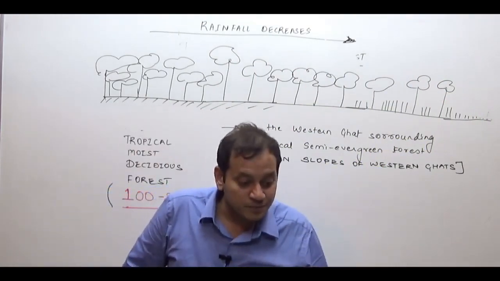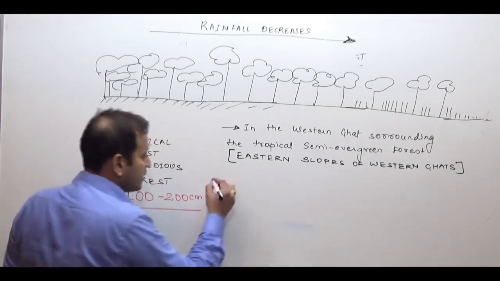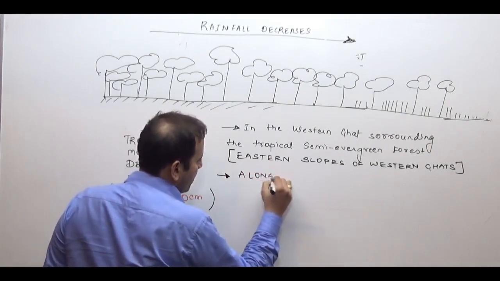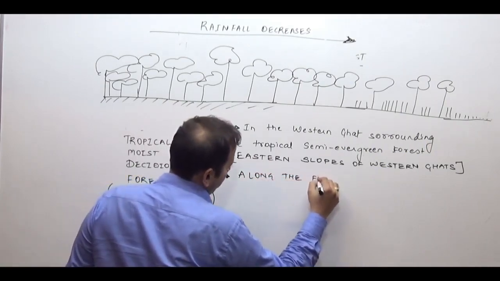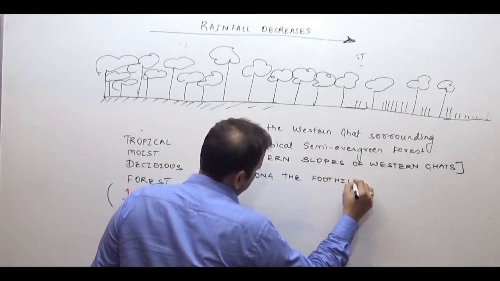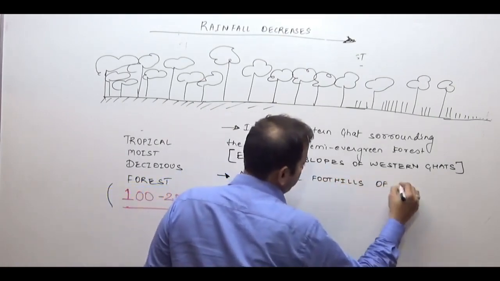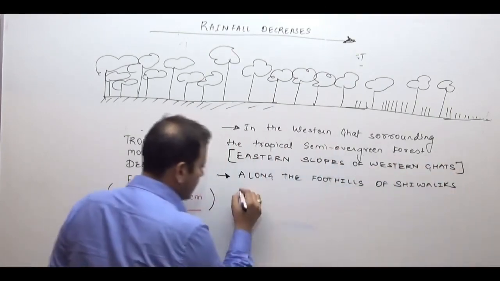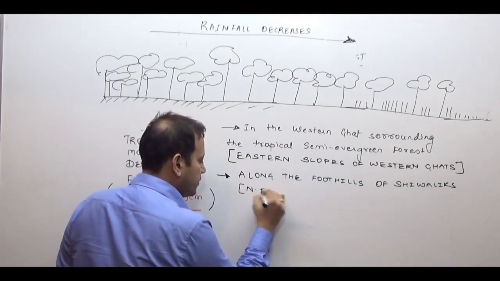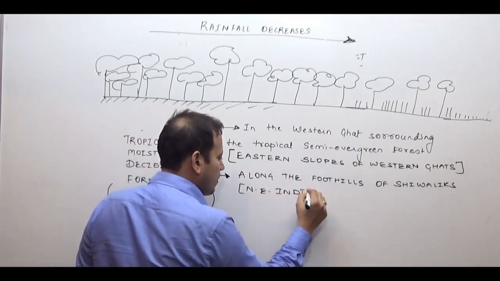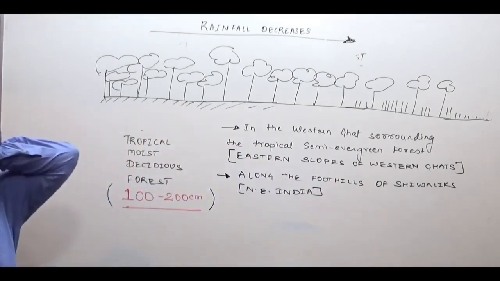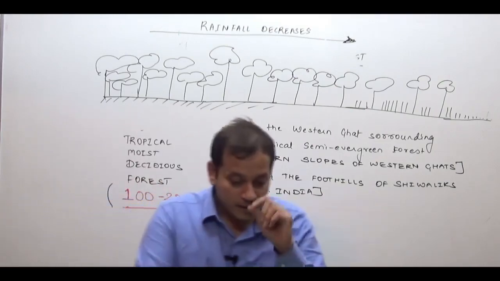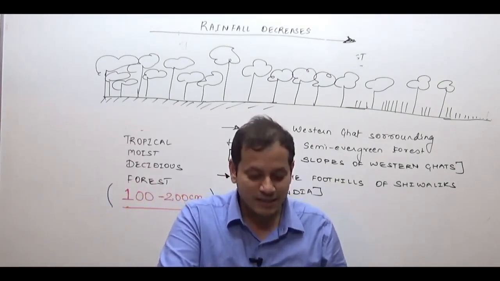Then it is found in the northeastern states, that is along the foothills of the Shivaliks, including northeastern India, that is in the states of Manipur, Mizoram, etc.